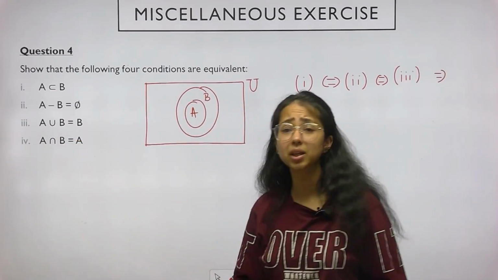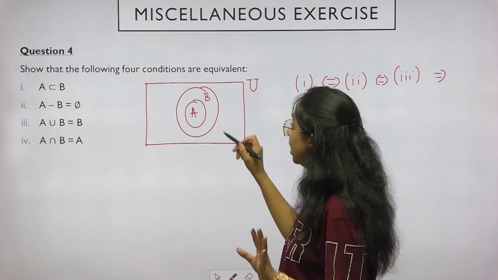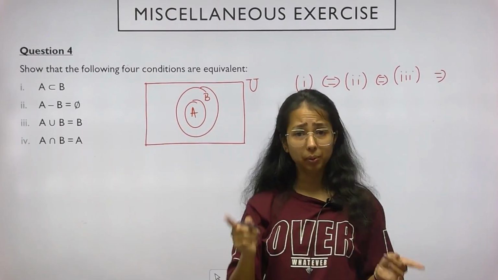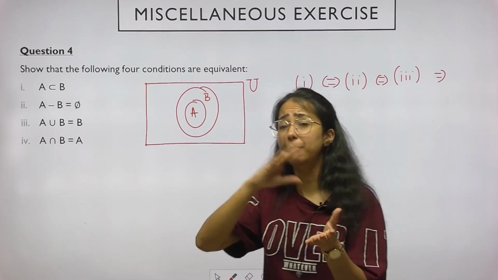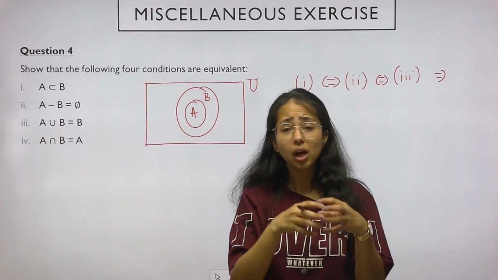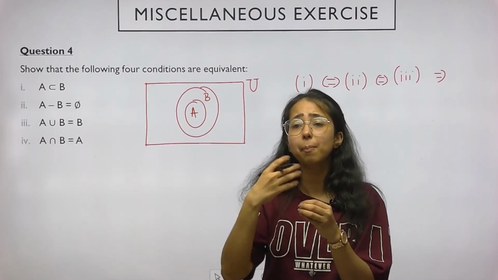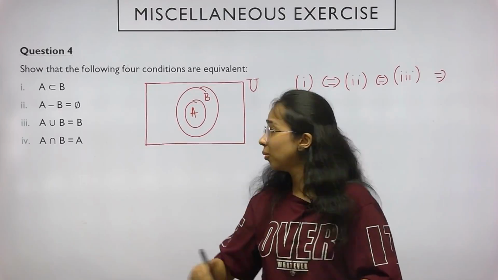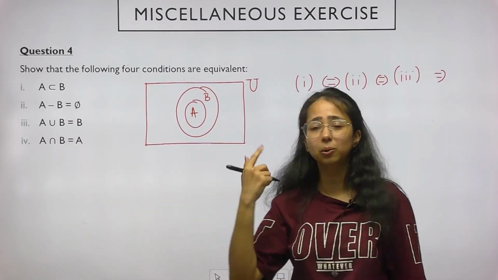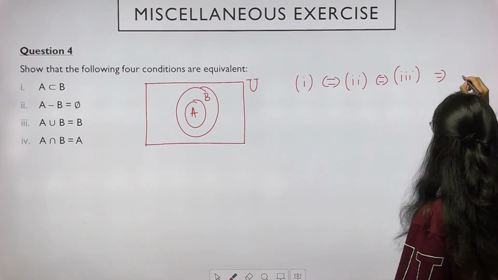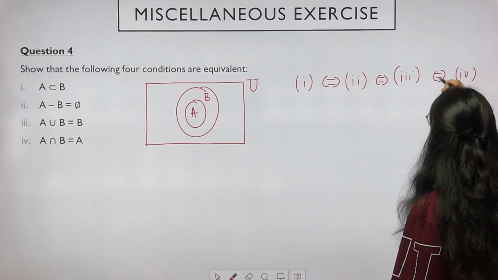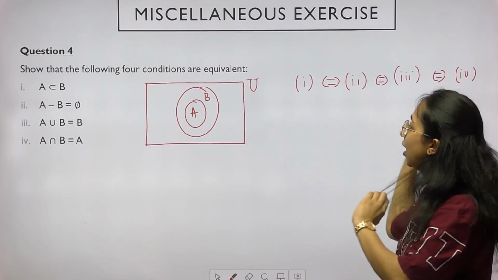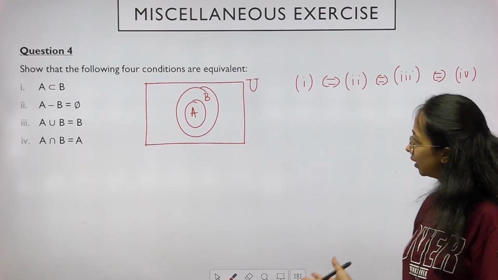Next, let's see. A intersection B is equal to A. Clearly, if A union B is equal to B, this means that B is a bigger set and A is a smaller set. So all the elements of A are a part of B. There is no extra element in A which is not a part of B. So obviously A intersection B will be equal to A only. So this is also equal to condition number 4. So hence all these conditions are equivalent. Clear? Easy?